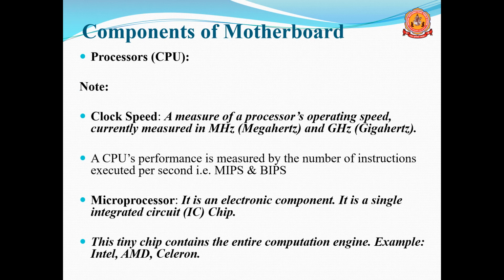The next one is the microprocessor. What is a microprocessor? It is an electronic component and a single integrated circuit, an IC chip. The microprocessor is actually the processor. CPU means the processor, which is also known as the microprocessor. This tiny chip contains the entire computational engine, for example Intel, AMD and others.